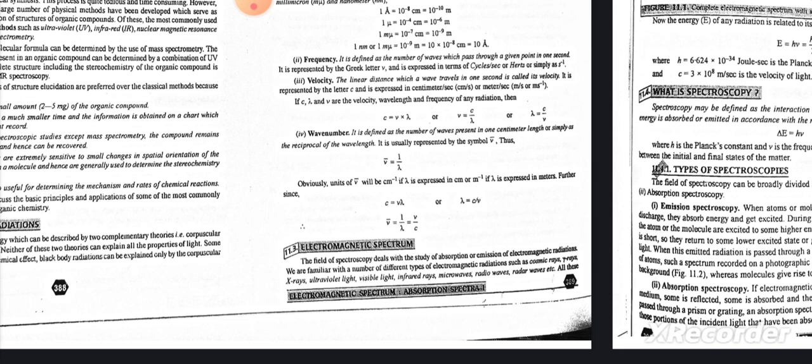Electromagnetic spectrum. The field of spectroscopy deals with the study of absorption or emission of electromagnetic radiations. We are familiar with a number of different types of electromagnetic radiation, such as cosmic rays, gamma rays, X-rays, ultraviolet light, visible light, infrared rays, microwaves, radio waves, radar waves, etc.